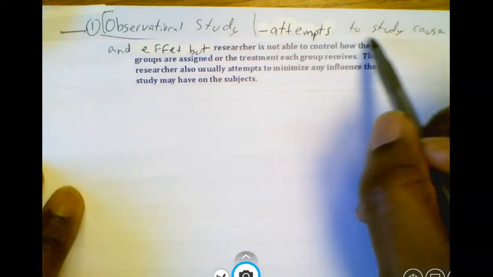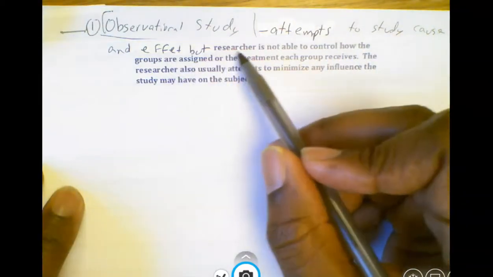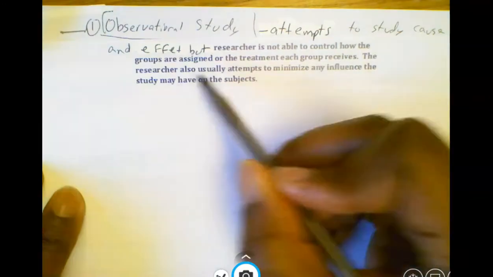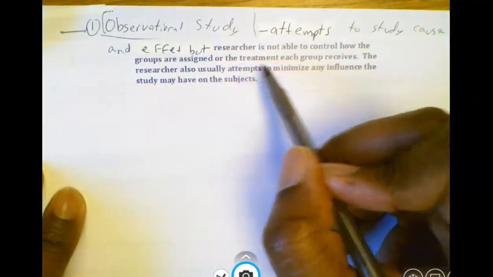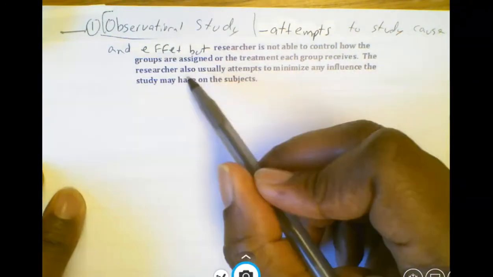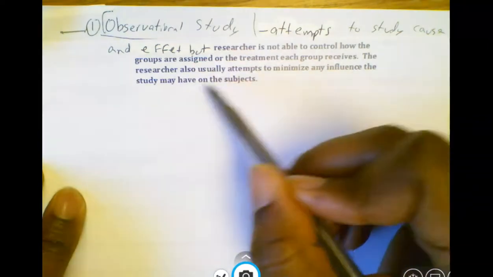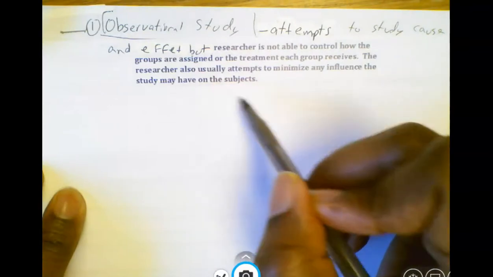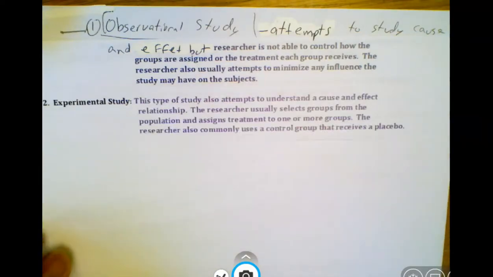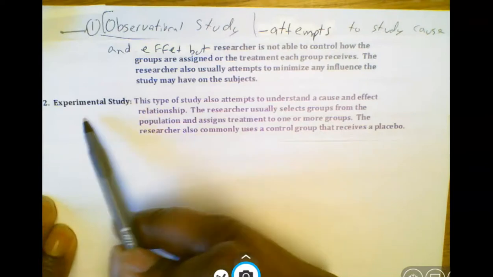An observational study attempts to study cause and effect, but the researcher is not able to control how the groups are assigned or the treatment each group receives. The researcher also usually attempts to minimize any influence he may have on the study and the subjects. So it's observation. He tries to be as hands-off as possible, and he only looks. He only observes what's going on without actually trying to physically change any of it. That's an observational study.